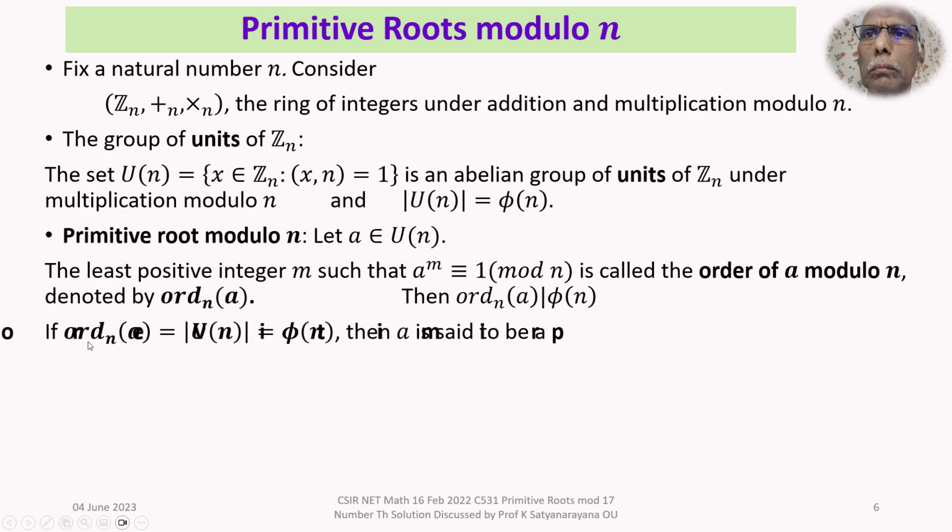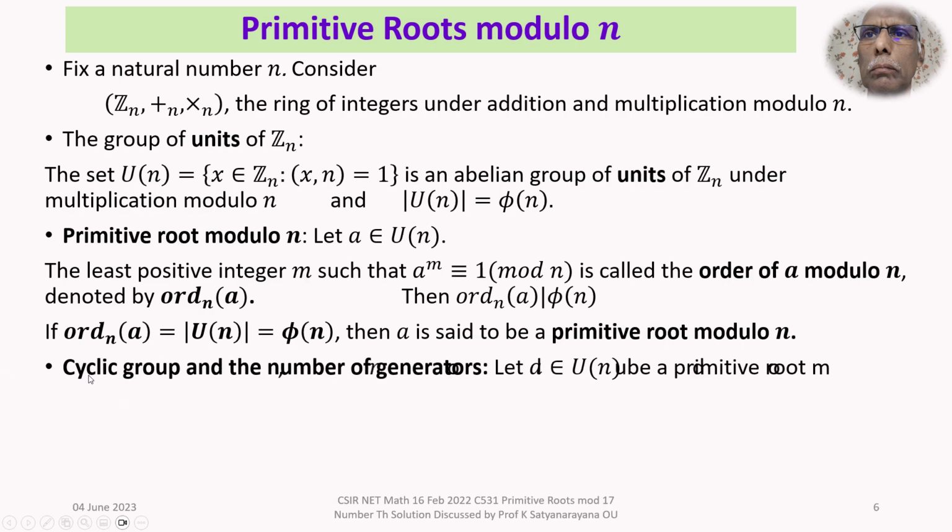If the order of an element a modulo n is equal to the order of the group U(n), that is, phi(n), then a is said to be a primitive root modulo n. That means a belongs to U(n), and if the order of a modulo n is equal to the order of the group U(n), which is phi(n), then a is a primitive root modulo n.